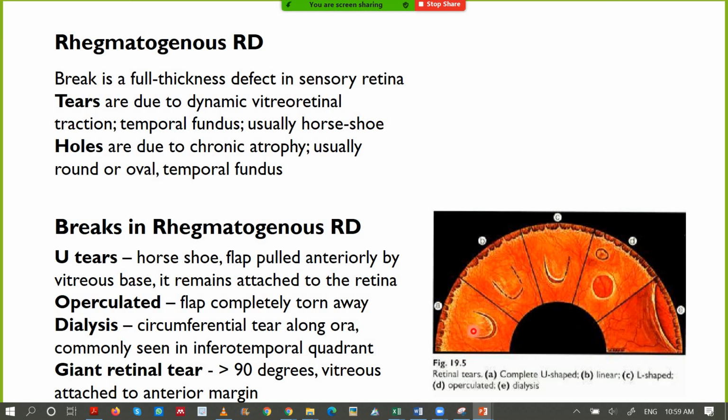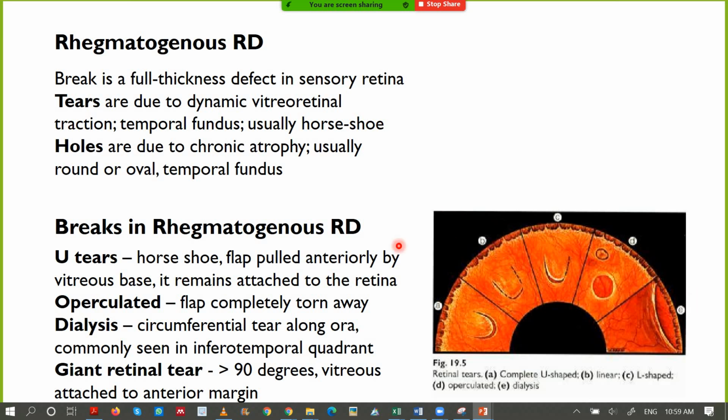So if there is a detachment here, or a pulling of the torn retina over to the other side, then that will form a complete hole. So that is called operculation. Then dialysis is a circumferential tear around the ora serrata. You can compare that with an iris detachment. So it would almost appear similar to this.